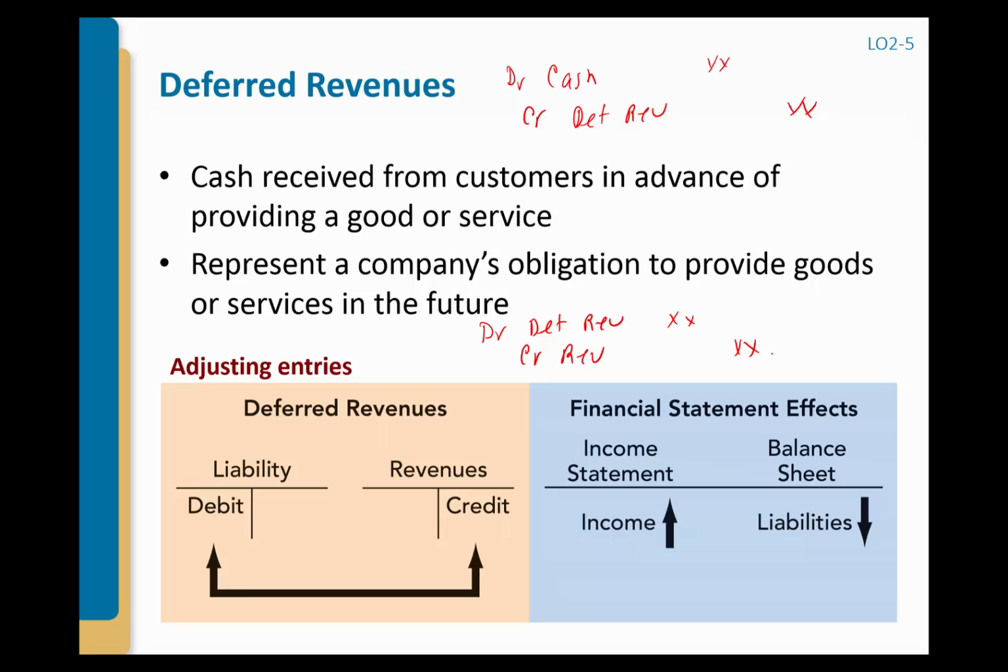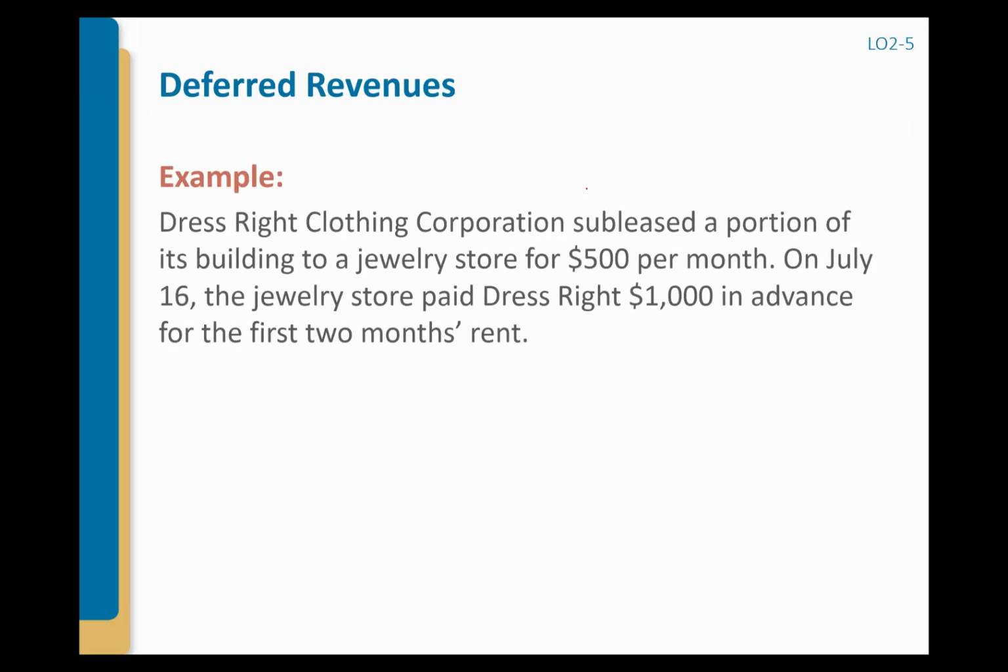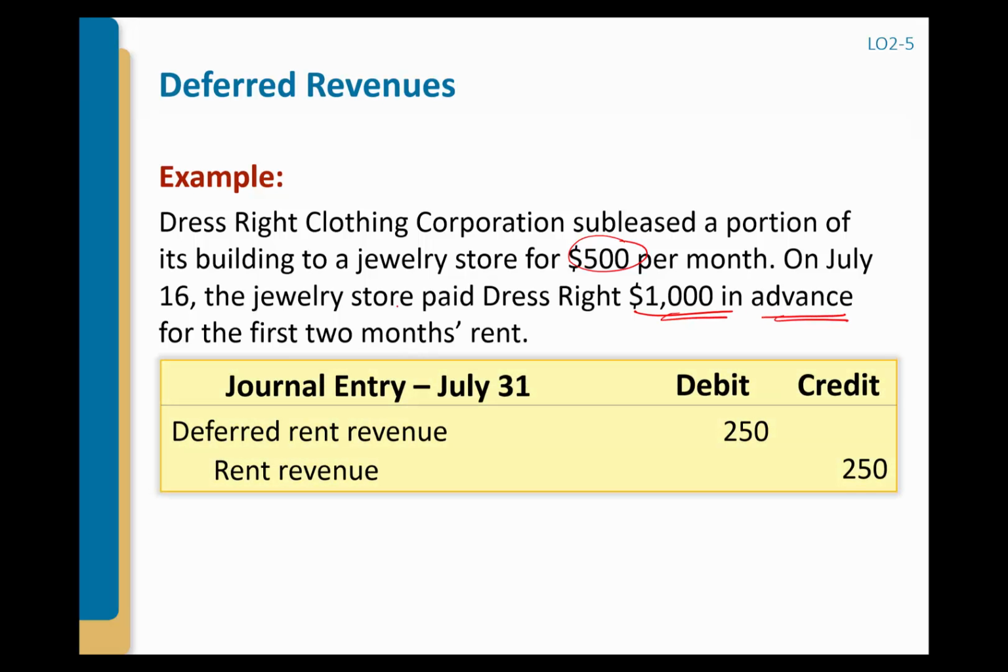So this is the entry to record the cash when you receive it, and this is the entry as depicted here that shows you actually earning the revenues. We'll go through several examples. In this case, we subleased a portion of the building to the jewelry store for $500 a month, and the jewelry store paid us $1,000 in advance for the first 2 months. In this case, we are booking our journal entry at the end of the month.